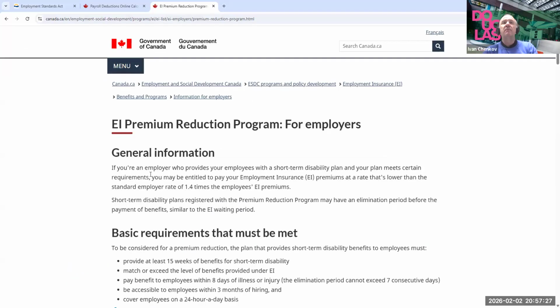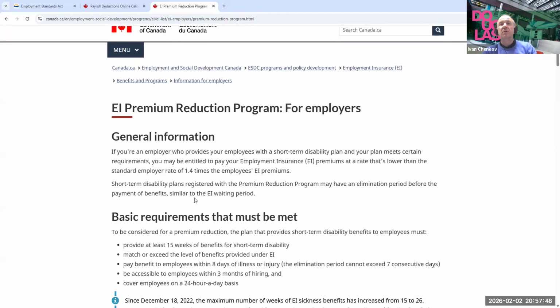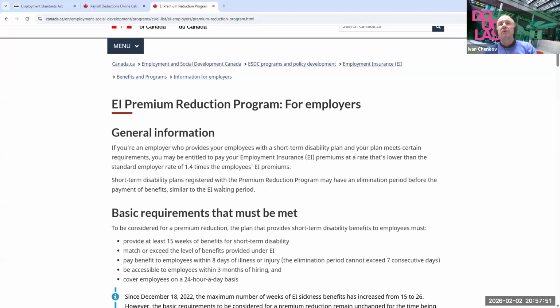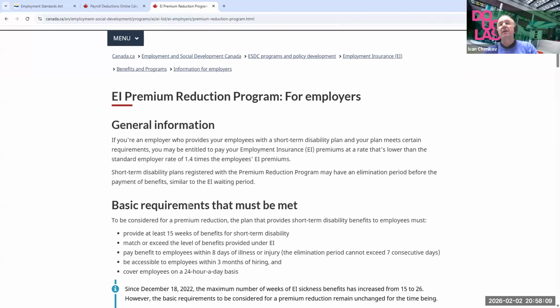General information. If you are an employer who provides your employees with a short-term disability plan and your plan meets certain requirements, you might be entitled to pay your employment insurance premium at a rate that is lower than the standard employer rate of 1.4 times the employee employment insurance premium. A short-term disability plan registered with the premium reduction program may have an elimination period before the payment of benefit, similar to the employment insurance waiting period. So basically, if you're getting that premium from somewhere else, you may get the deductions.